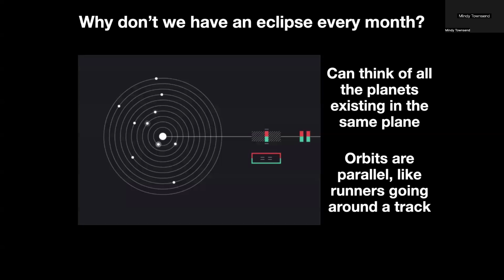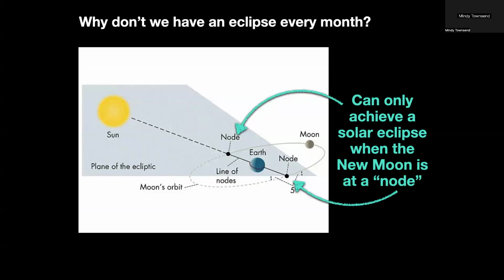We can think of the solar system as existing on a plane, like little plastic figures riding around on a turntable. The orbits of these planets are basically all parallel. They're all sitting on top of this plane, on top of this record, going around in a circle. But the moon's orbit is a little bit tilted with respect to that plane. We call that plane the ecliptic, which is something we will talk about in later lectures. The moon's orbit is tilted about 5 degrees.